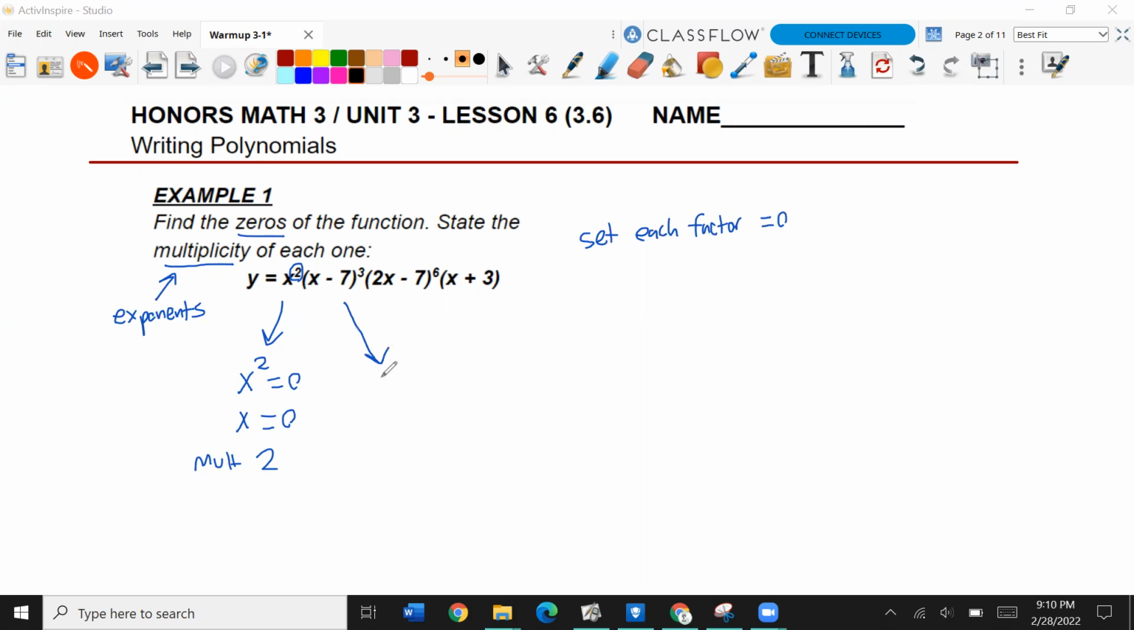X minus 7 to the third power. I'm not going to write the third power, but again, we're going to set that equal to 0. We're going to add the 7 to both sides. And of course, you're going to get x equals positive 7. Its multiplicity is going to be 3.